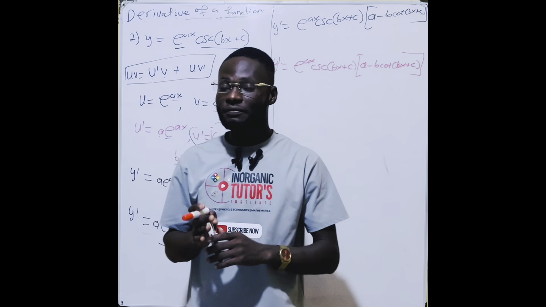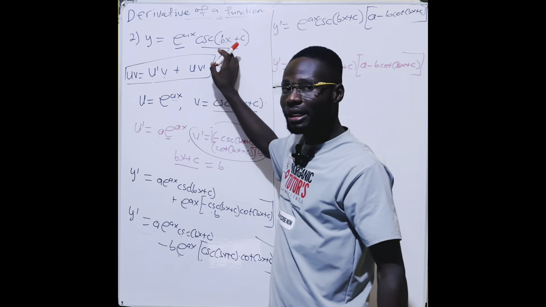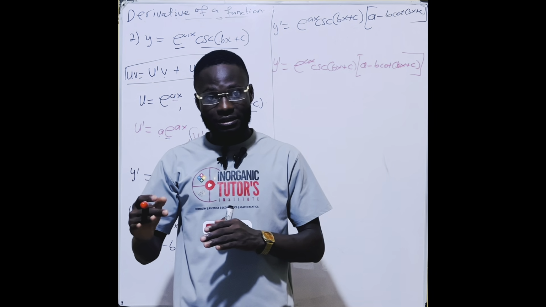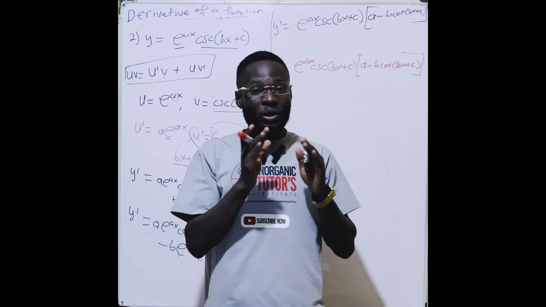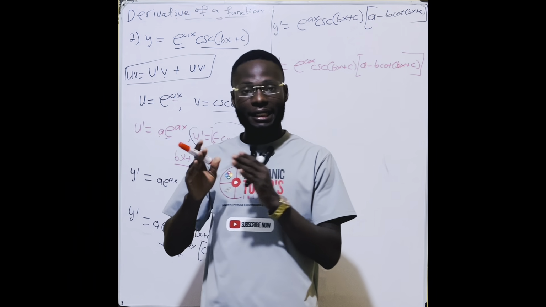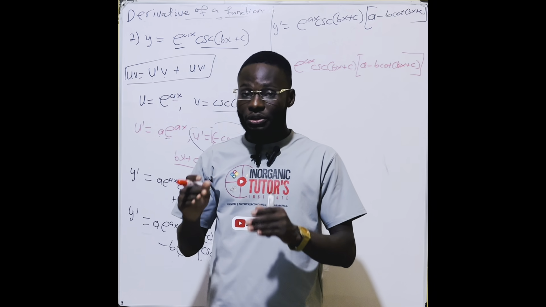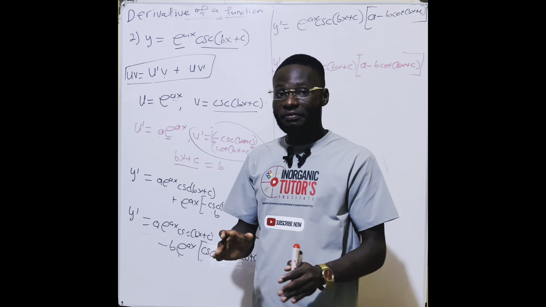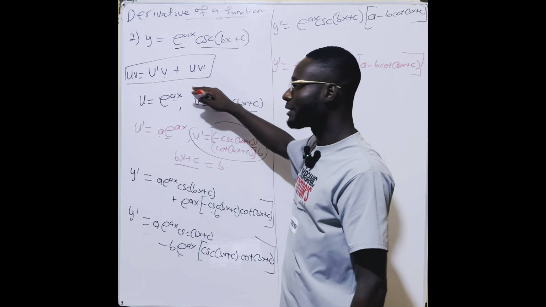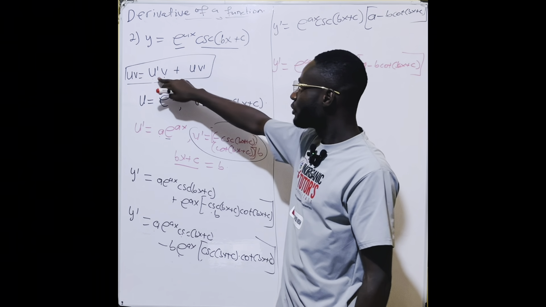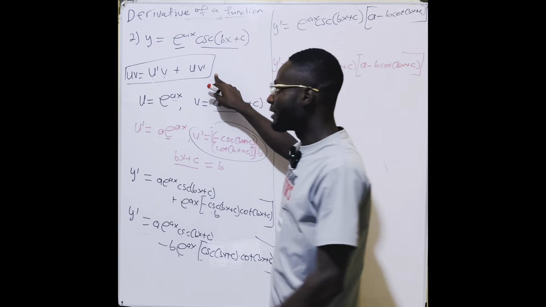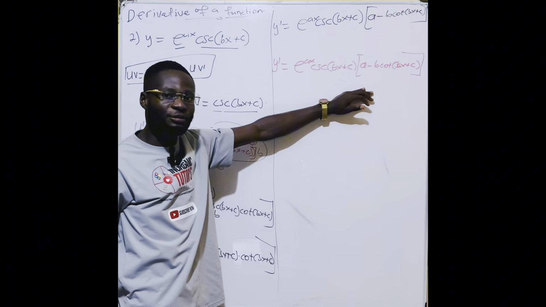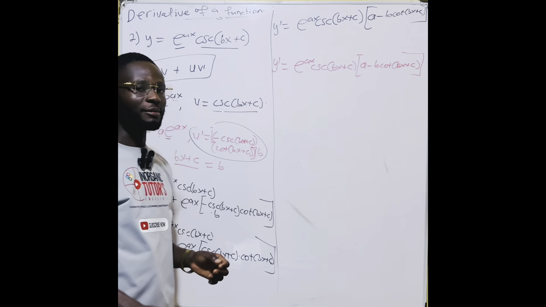Note, if you have functions that are stuck together, don't try to differentiate them at once, right? Just try to identify your u, identify your v. Once you are done with that, differentiate your u, differentiate your v. Then you apply the formula. So you substitute them inside. And then we had this. Very simple, right? So let's move on to question number 3.